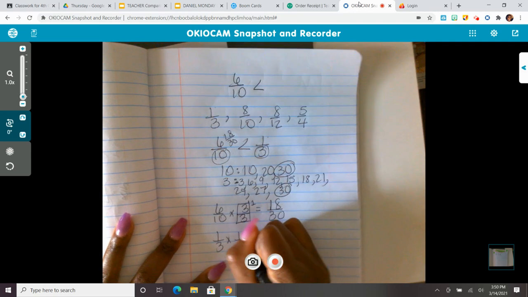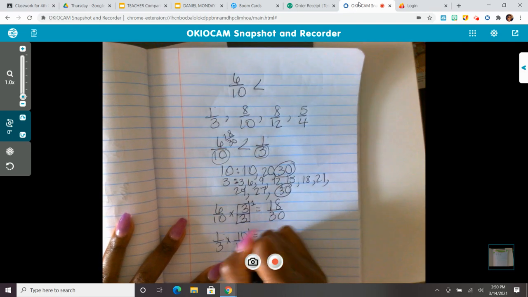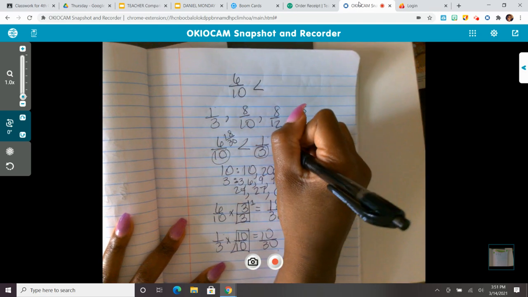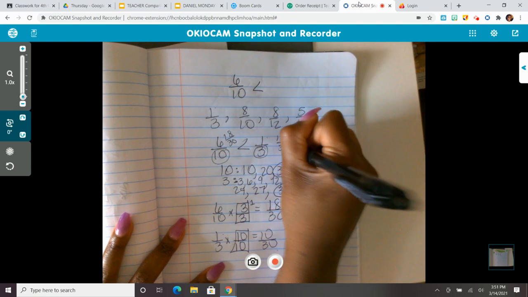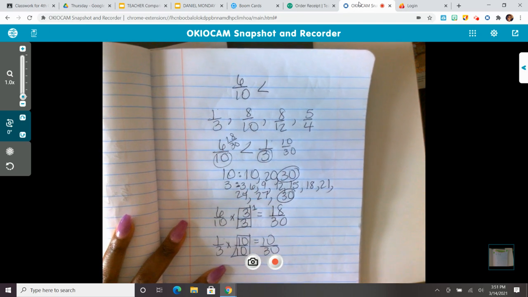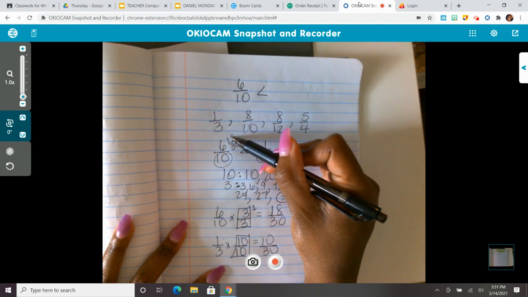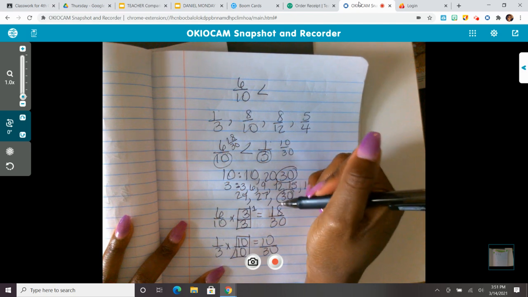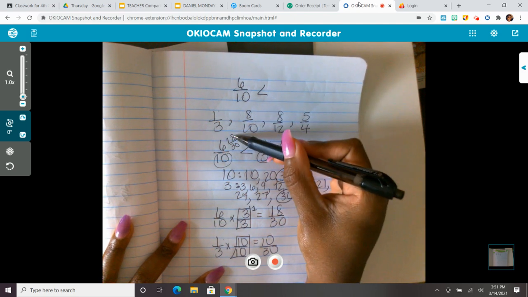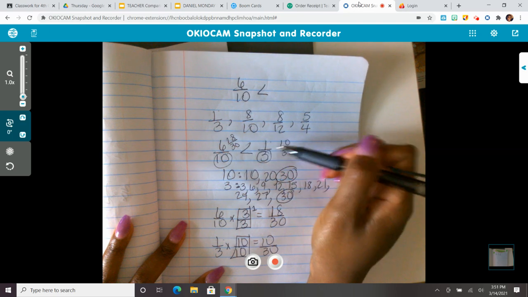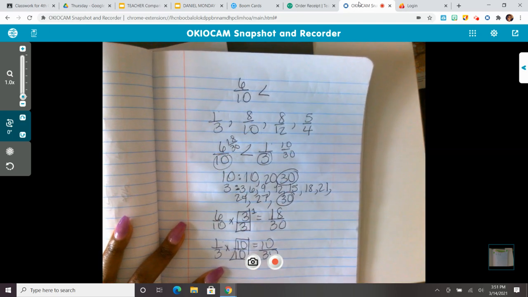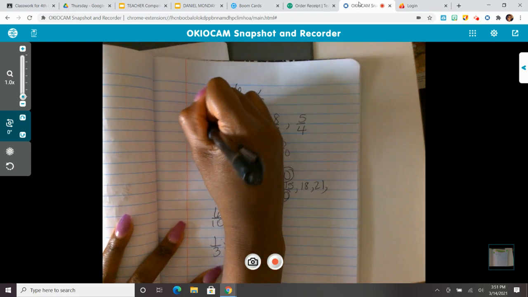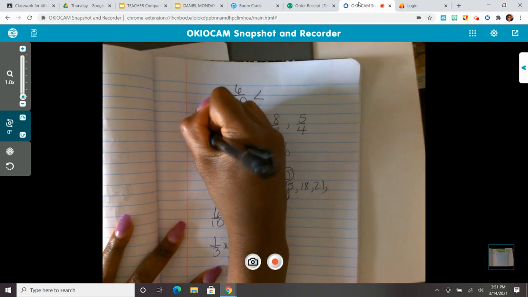10 here, 10 on top. 1 times 10 gives me 10. So I know that 1/3 is equivalent to 10/30ths. Okay? So I know that 6/10 and 18/30ths is the same, and 1/3 and 10/30ths is the same. So looking at this, it says 18/30ths is less than 10/30ths. Is that true or false? That is definitely false. I'm going to put no and X.